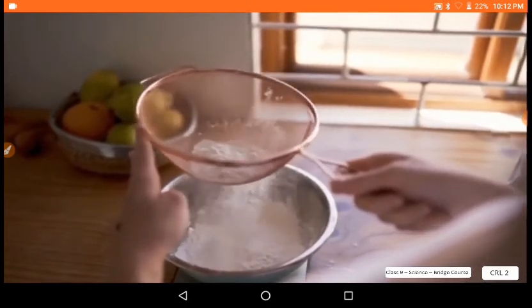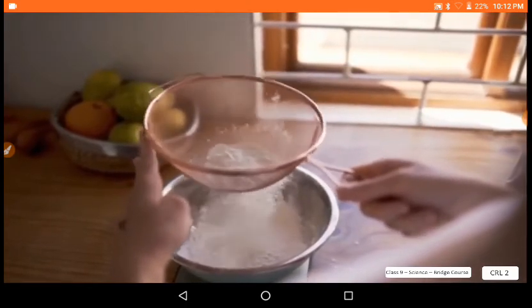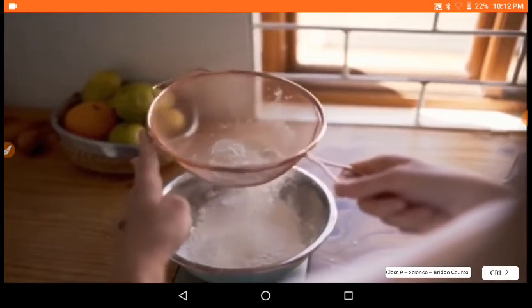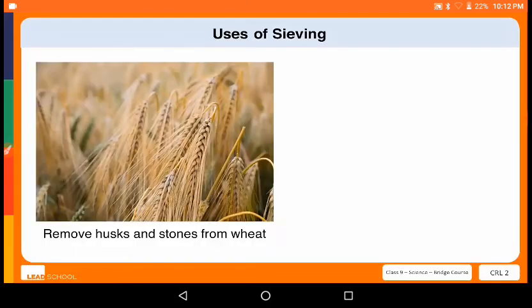Here, we can see sieving being used to separate the impurities such as stones from the flour. Sieving is used to remove husks and stones from wheat and rice from salt.